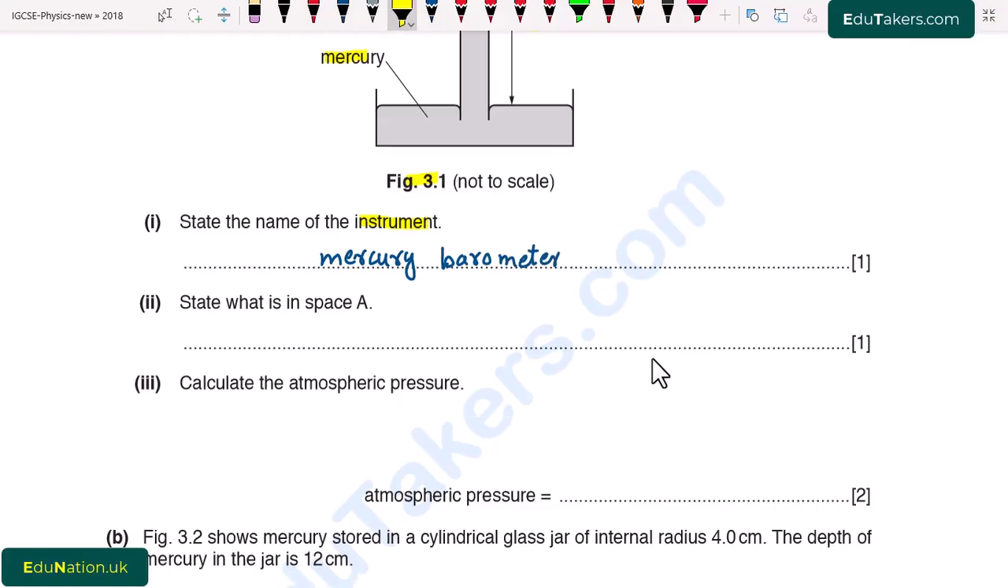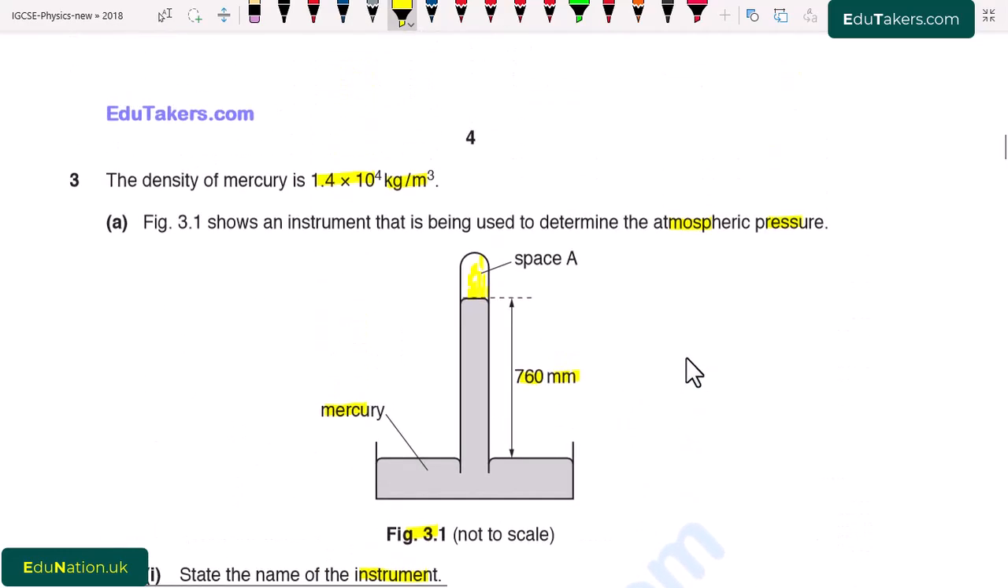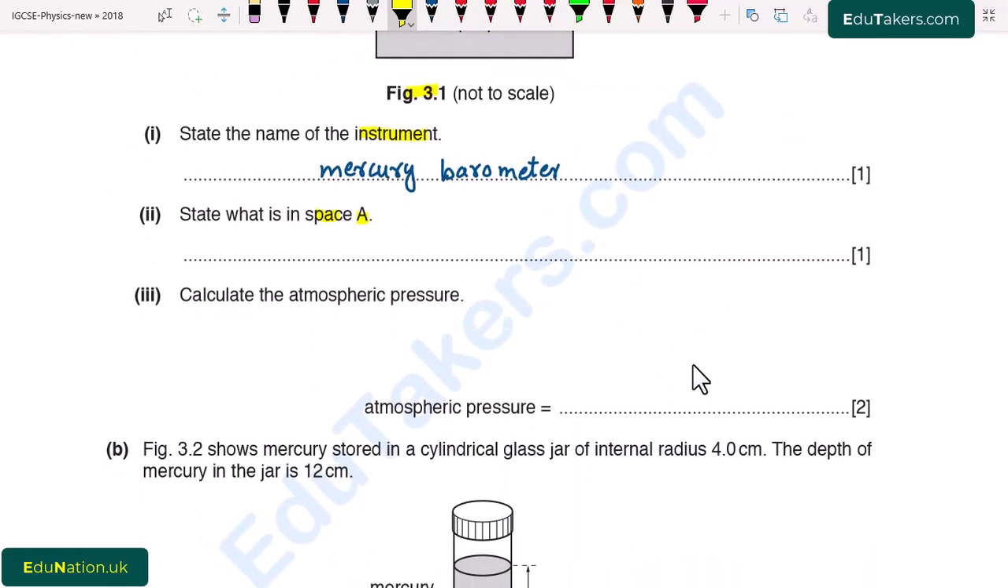Part 2. State what is in space A. Going back to the figure, we can see that there is a space A that contains nothing. It is just like vacuum. So there is nothing in the space A. I write here, it's vacuum.